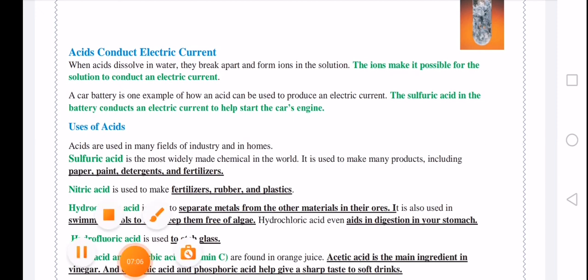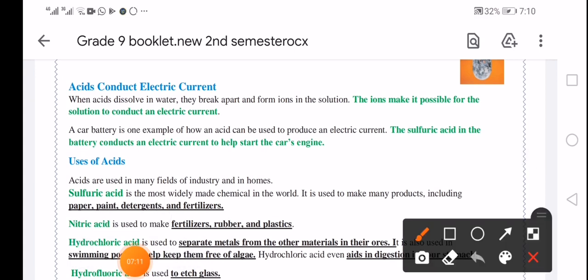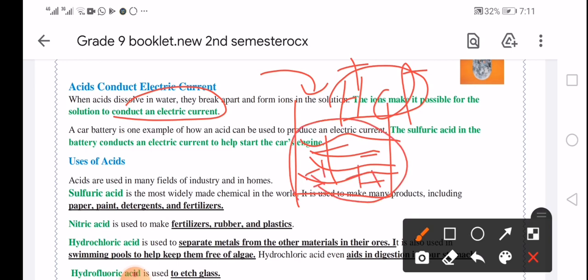Acids conduct electric current. When acids dissolve in water, they break apart and form ions in the solution. The ions make it possible for the solution to conduct an electric current. What happens when we have water here and you put in HCl, hydrogen chloride, hydrochloric acid? The water molecules break hydrogen from chloride and form ions, positive and negative. So these ions make it possible for a solution to conduct an electric current.